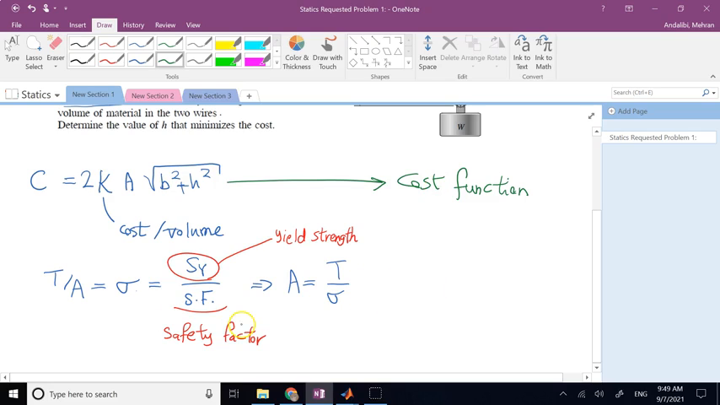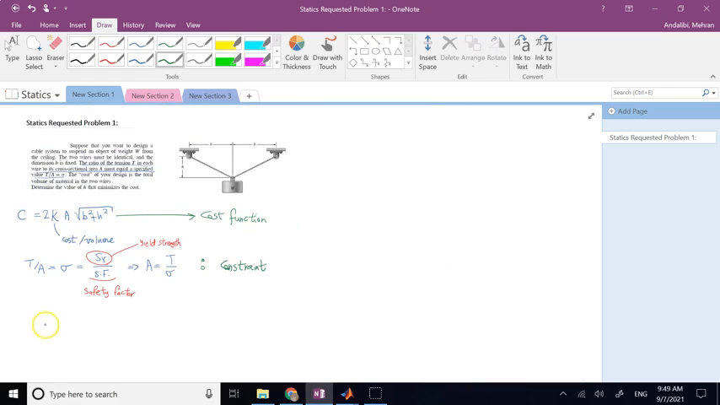And this guy here is your what? Your constraint. What is your control variable? It is h. So I'm writing it in terms of optimization.